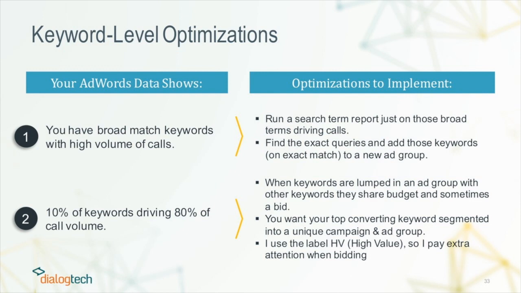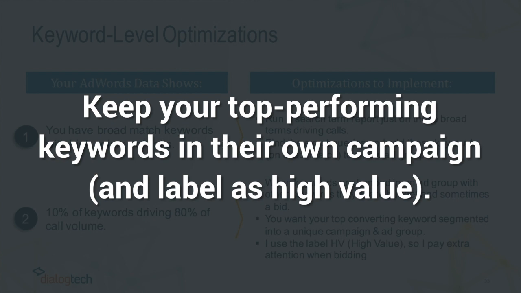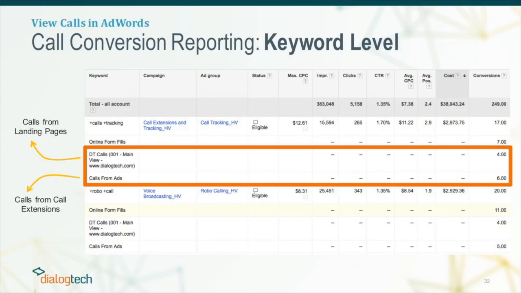And if you're doing ad group level bidding, which some of us do on ad groups where we don't have a bid tool or we just don't have enough time to do segment keyword level bidding, those keywords are then sharing a bid. So always make sure to keep those top performing keywords, those 10% keywords, in their own campaign and label it high value. On this slide, you can see I have a campaign that says underscore high value. I have an ad group that says underscore high value. And so I put specific keywords in those.